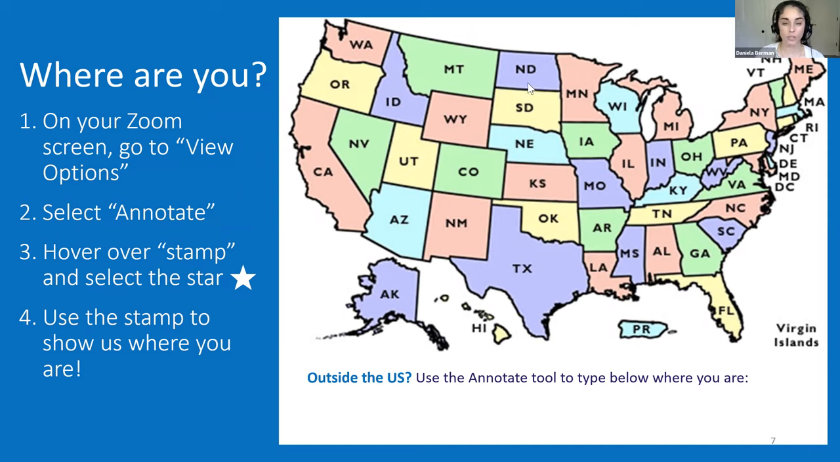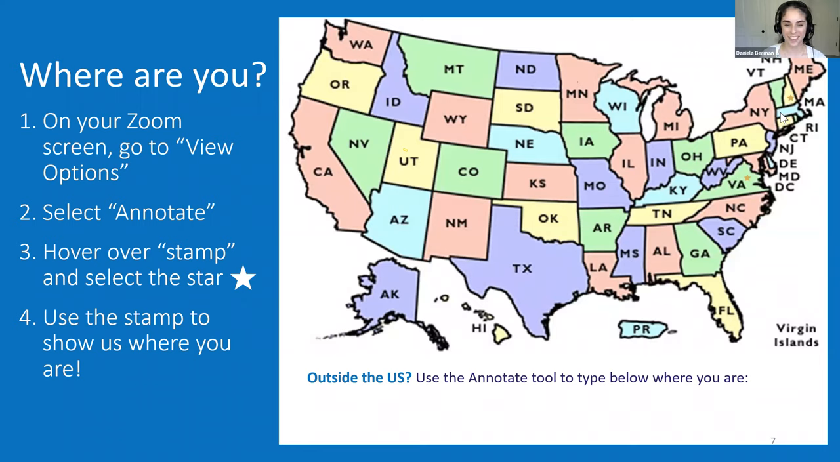So on your Zoom screen, I'd like you to find the View Options button. For most of us, it's going to be on the top of the screen, but for some, it might be three dots elsewhere on the screen. Once you find that, you're going to click on Annotate. And this should open up a menu of annotation tools.